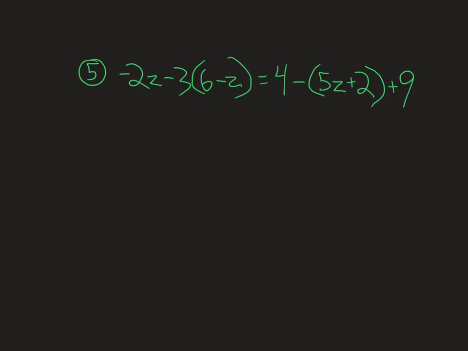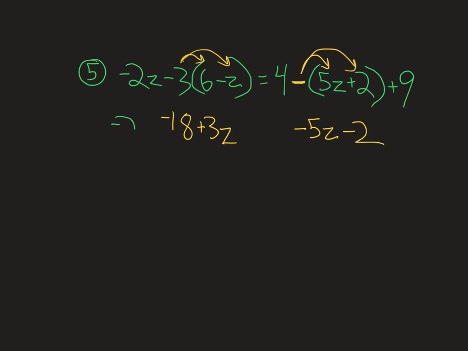All right, let's do this. I've got some distributing here. That's going to be negative 18 and a plus 3z. Did you notice what you're distributing on the right-hand side? It's not a value, it's just the sign, or negative 1 if you want to look at it that way. So that becomes negative 5z minus 2. Copy the rest down.